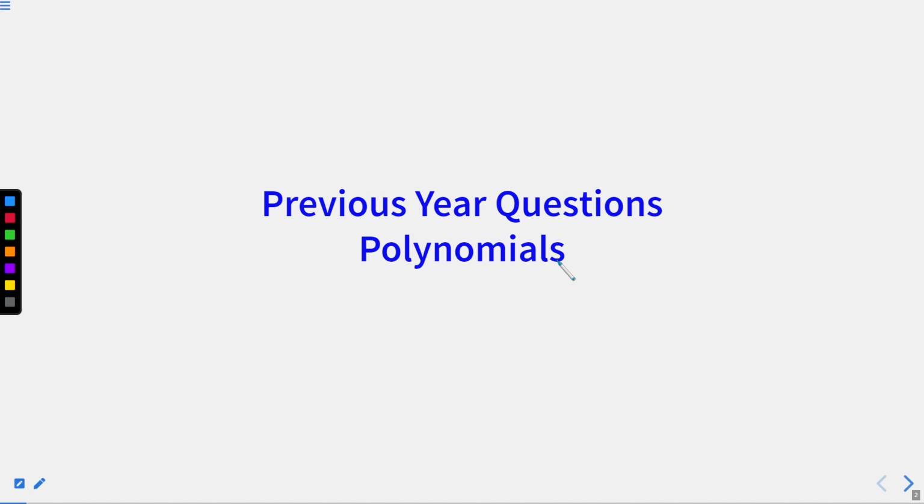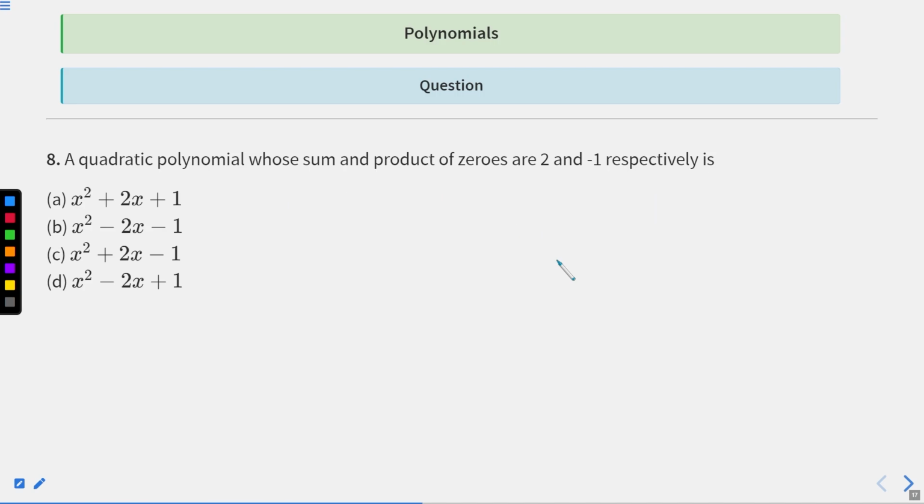So let's get started. In our previous lecture we solved question number 1 to question number 7, and in this lecture we'll solve from question number 8. In this question we are given that the sum and product of zeros are 2 and minus 1 respectively, and we need to find the quadratic polynomial.